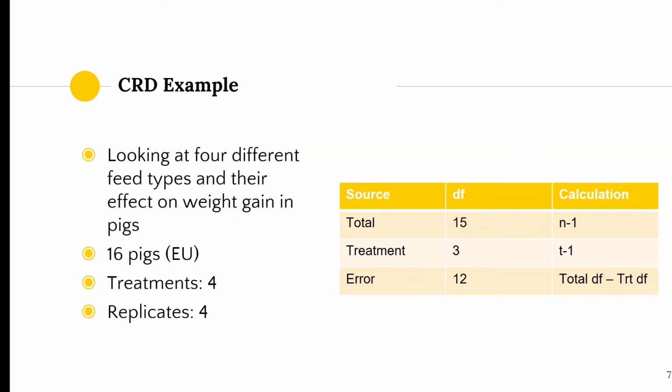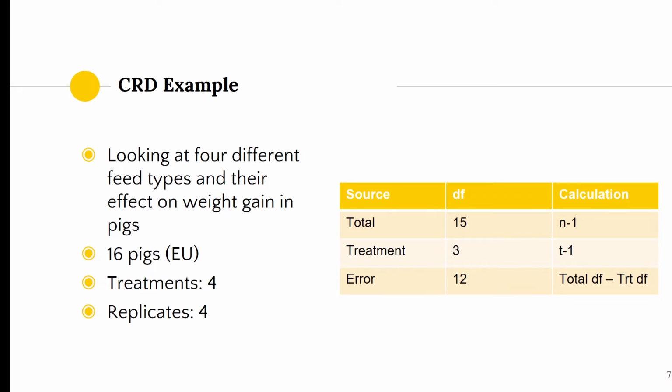So here's some example of completely randomized designs. Let's say we want to look at the effect of 4 different diets, feed types, and their effect on weight gain in pigs. So let's say we have 16 pigs. That's how many pigs we have. We have 16 experimental units.